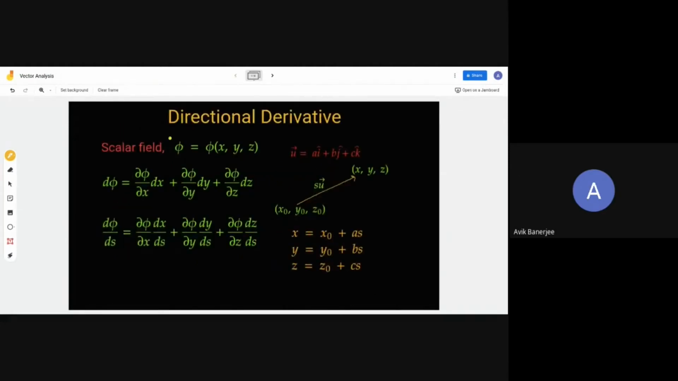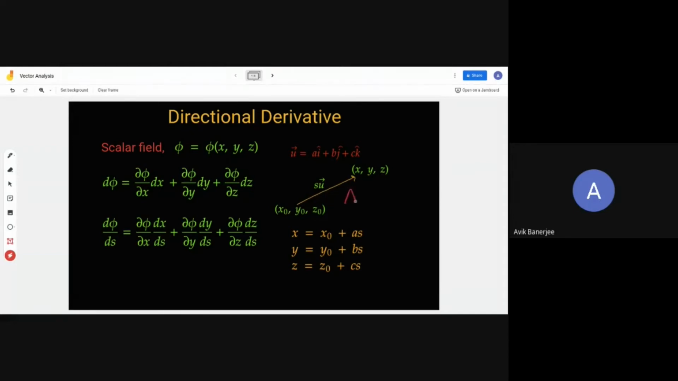So now what is a directional derivative? What do we mean by a directional derivative? Say we have a scalar field phi, which is a function of x, y, and z, and we want to find out the directional derivative. What do we mean by that? Say there are 2 points, x0, y0, z0, and x, y, and z. So it is the starting point, and it can be an arbitrary point anywhere in the space. So once we have chosen x, y, and z, and x0, y0, z0, we can always find out a vector pointing from x0, y0, z0 in the direction of x, y, and z.